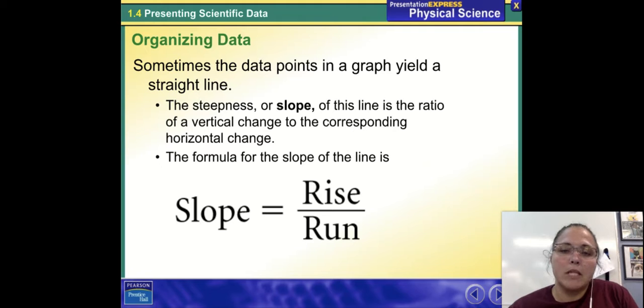Sometimes the data points in a graph yield a straight line on a line graph, and when that's the case, we can look at the slope of the line. Slope is rise over run. It's the ratio of the vertical change to the horizontal change. And we can calculate slope by doing rise divided by run.